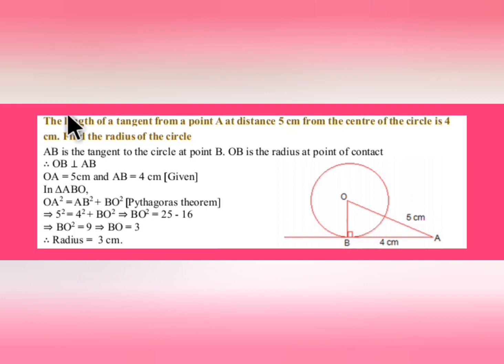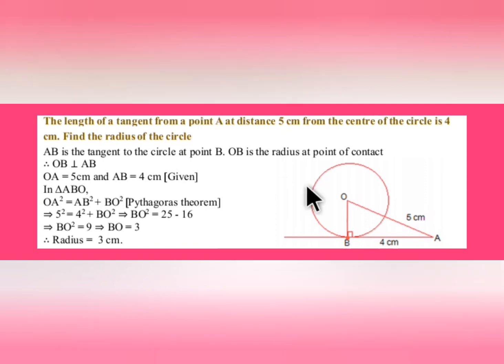Next question. The length of the tangent from a point A at a distance 5 cm from the center of the circle is 4 cm. Read the question properly. Try to draw the rough diagram, and it will be easy for the calculation. The length of the tangent from a point A, so circle with center O you can assume, and this point A is at a distance of 5 cm from the center of the circle. From the center it is 5 cm, and the tangent length is 4 cm.